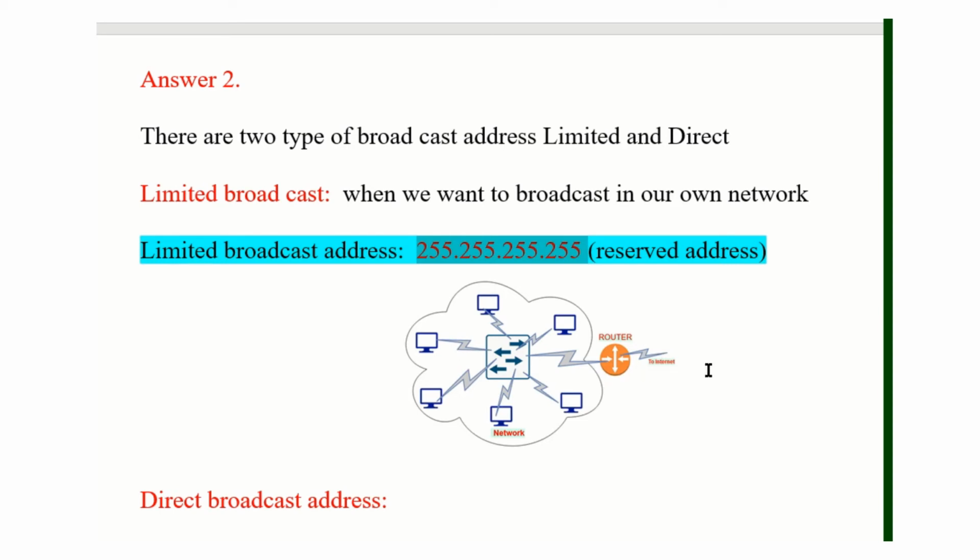Now if packets come from some outside network, how is the router going to broadcast that packet to all these systems? That is called the direct broadcast address.